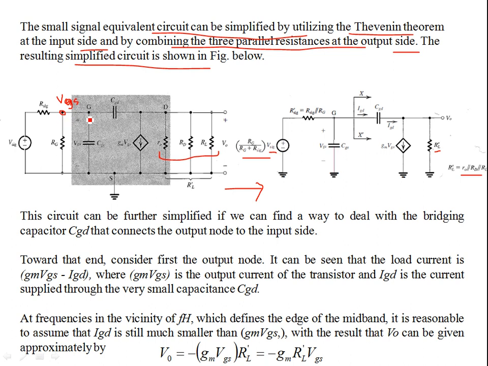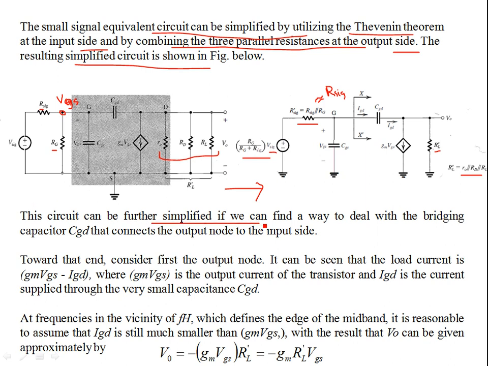Then these two resistances on the input side come in parallel. So you have R signal prime as R signal parallel RG. Normally RG is much greater than R signal, so this can be approximated as R signal only. So this is a simplified version, and you have reduced the resistances in the circuit. Other than that, there's no change.